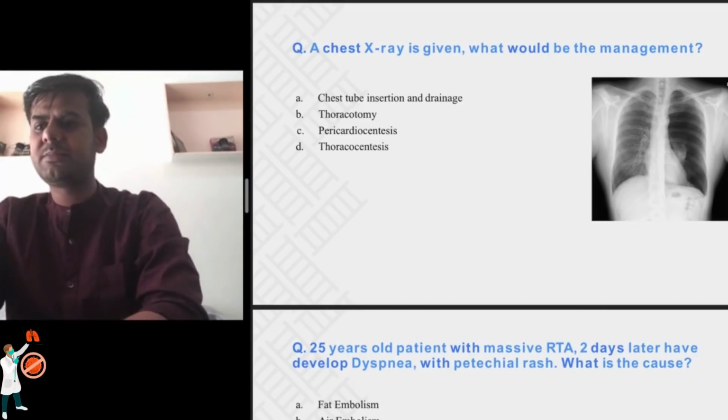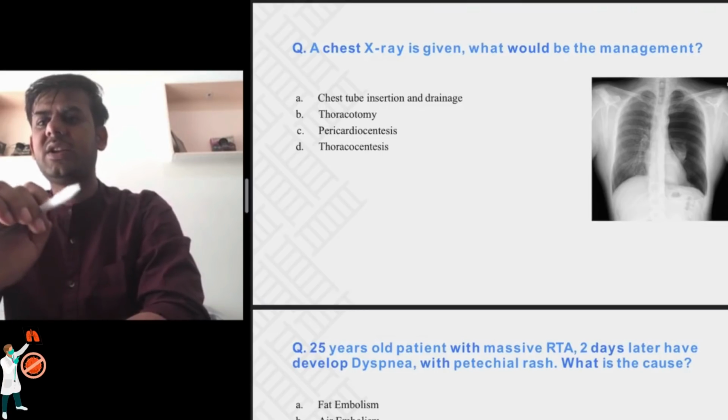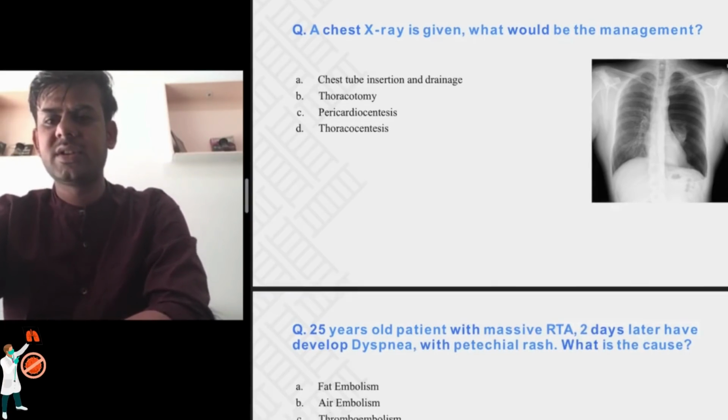Another question, there is a picture of a chest X-ray, and you have to identify the condition and the management. So in this condition, you can easily see it is a left-sided pneumothorax. So the answer is immediate chest tube insertion and drainage.